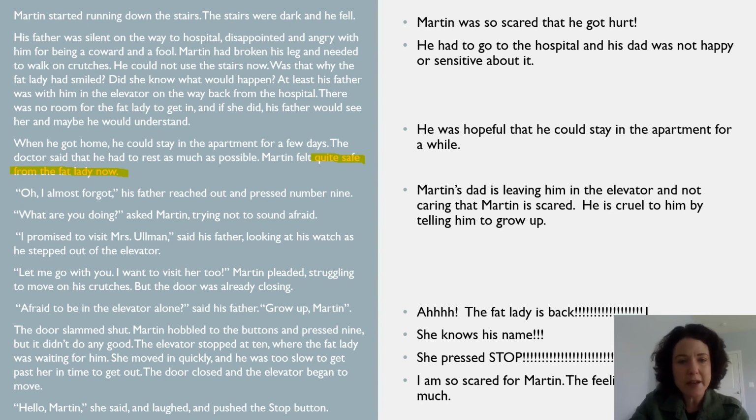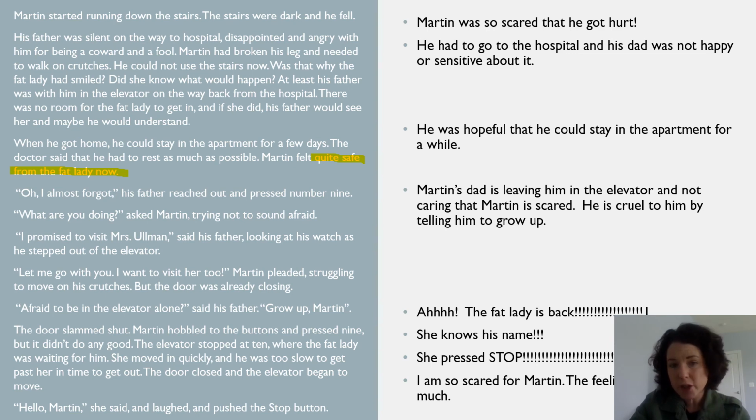Oh, I almost forgot. His father reached out and pressed number 9. "What are you doing?" asked Martin, trying not to sound afraid. "I promised to visit Mrs. Ullman," said his father, looking at his watch as he stepped out of the elevator. "Let me go with you. I want to visit her too," Martin pleaded, struggling to move onto his crutches, but the door was already closing.